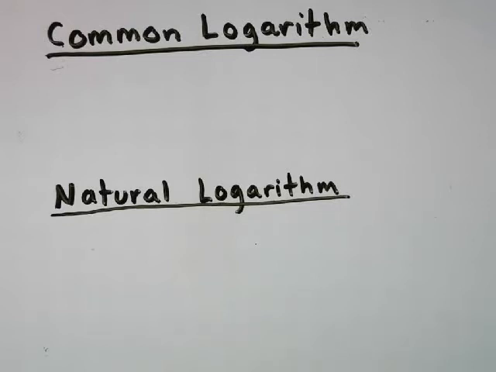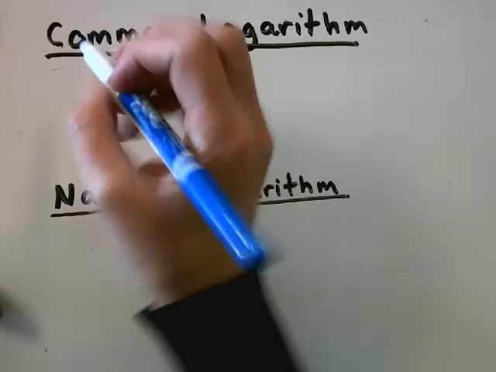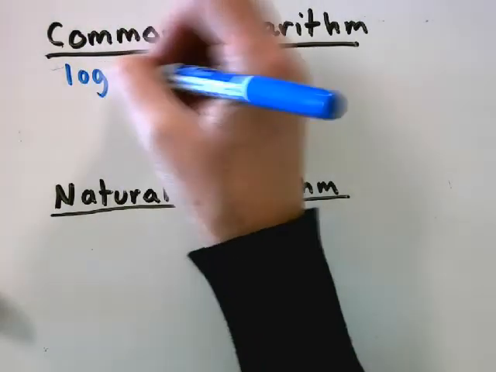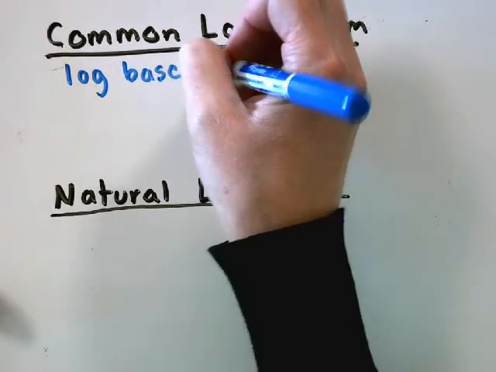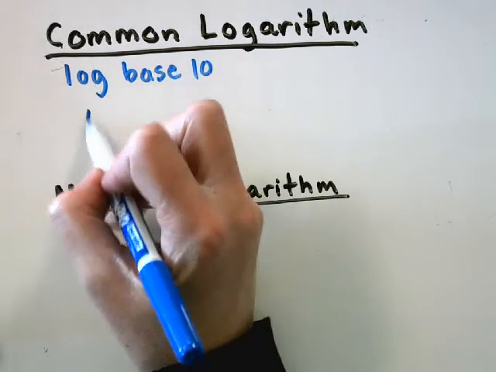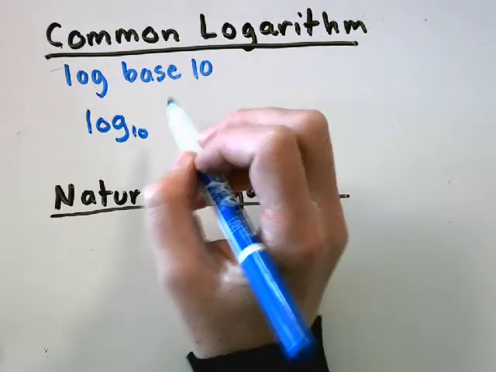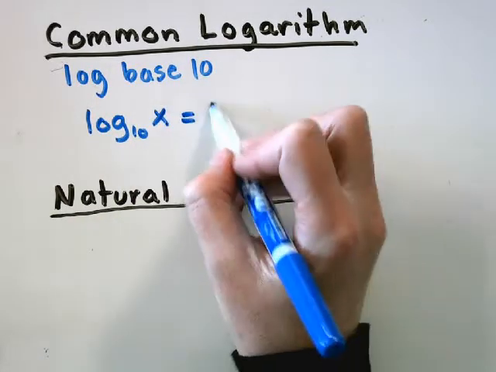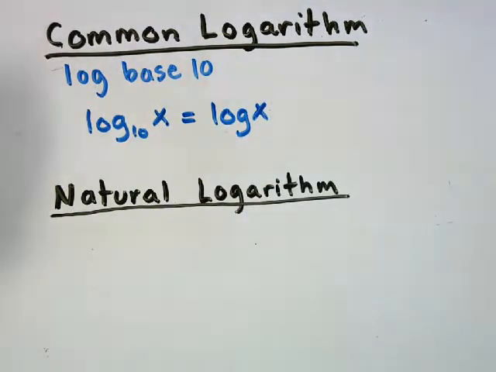There are two frequently used specific logarithms. There are common logarithms and there are natural logarithms. Common logarithms is a log with a base of 10. So if you have log base 10 of something, the way we will write it is just log of something. We don't have to write the 10. So if there's no value there as the base, then we understand that base to be 10.